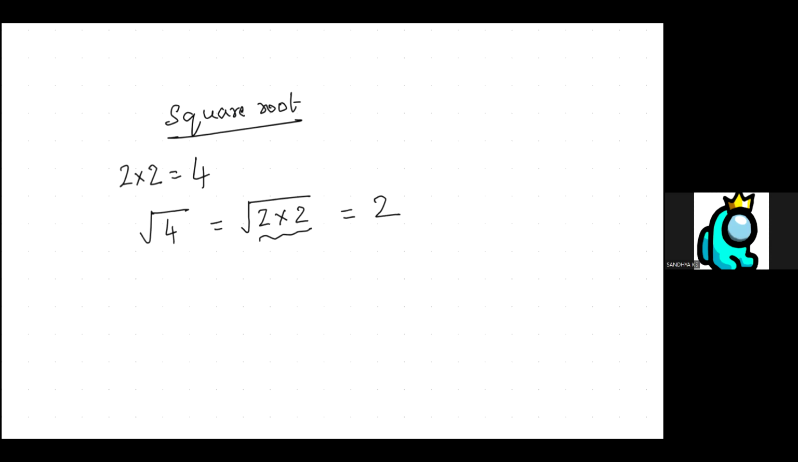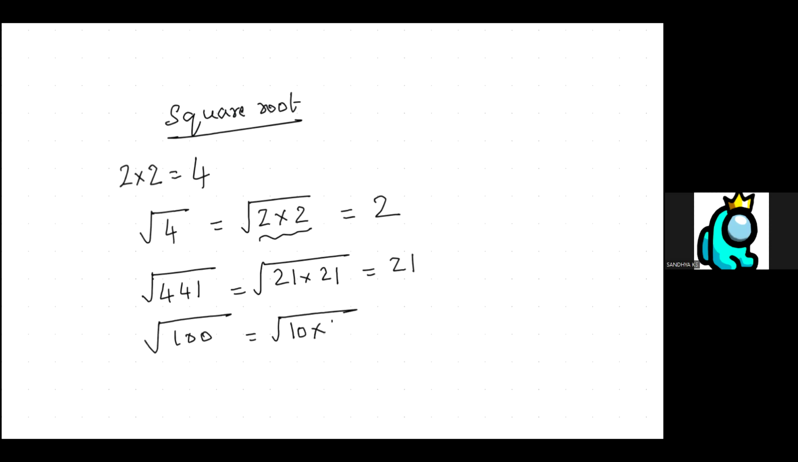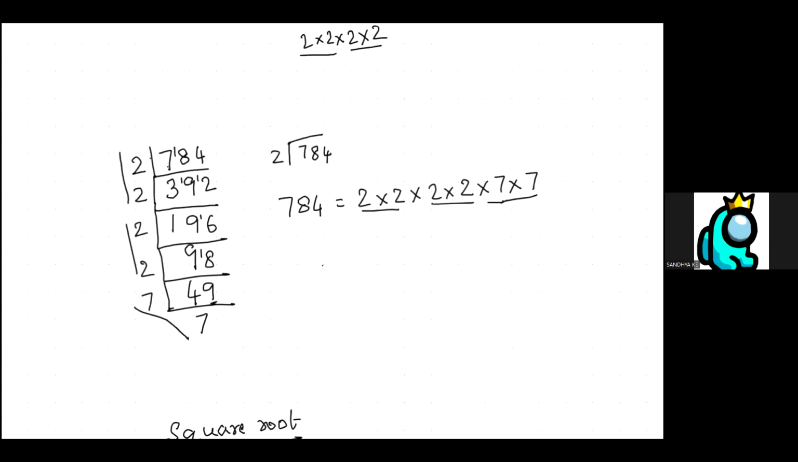And for other examples, we have seen 21 into 21 equal to 441. So what will be the square root of 441? The square root of 441 will be the square root of 21 multiplied by 21, that is equal to 21. Then the square root of 100. 100 is the square root of 10 into 10, so 10 is the square root of 100. I hope all are clear with this point. Now, coming back to this question, how can we find the square root of 784? The square root of 784 is equal to the square root of 2 multiplied by 2 multiplied by 2 multiplied by 2 multiplied by 7 multiplied by 7.